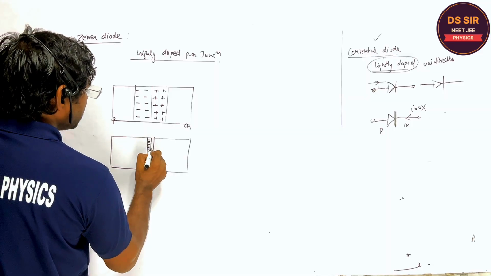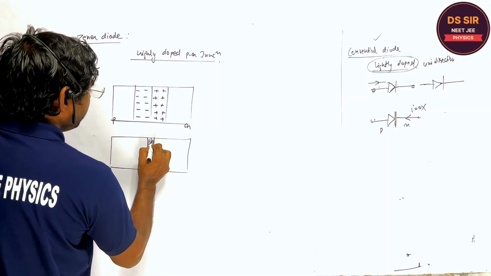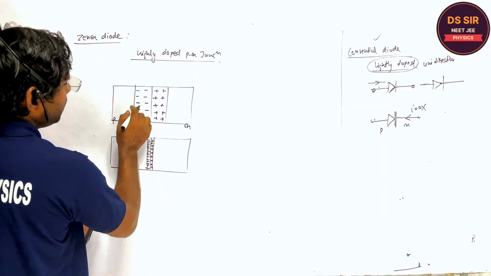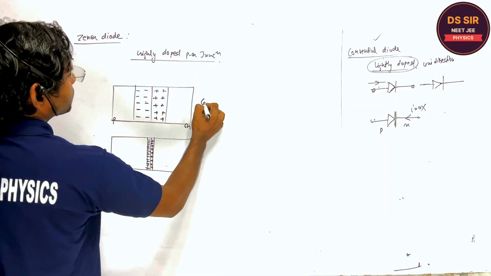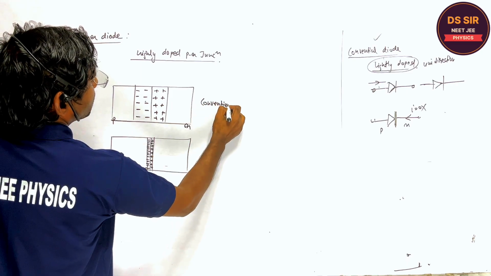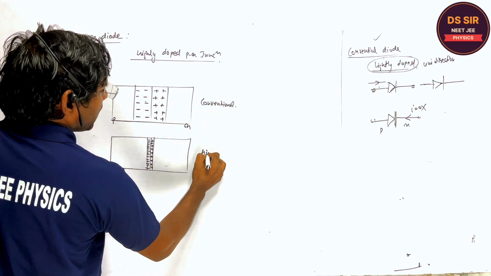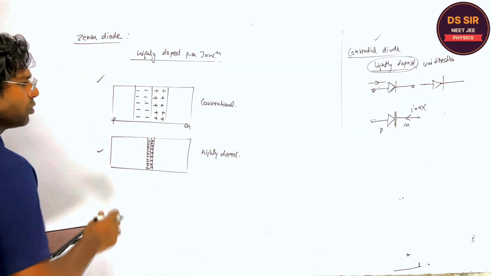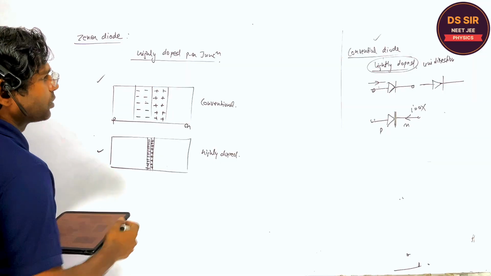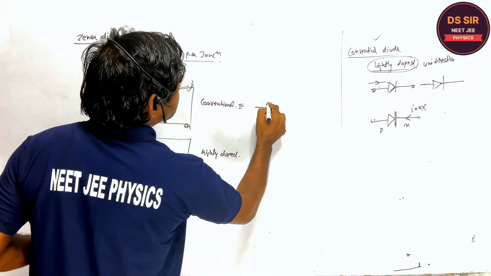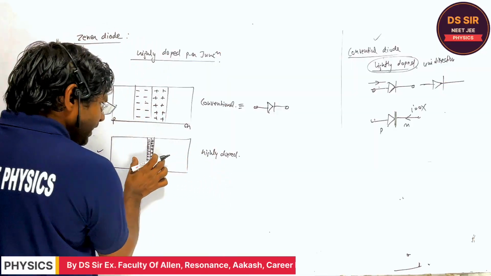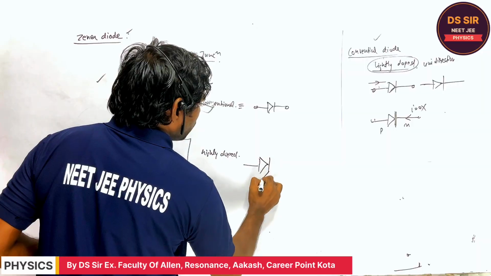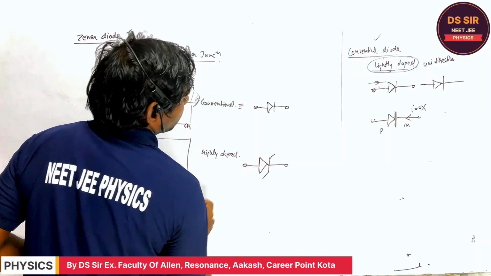The doping is high, meaning the negative ions and positive ions are more as compared to the conventional diode. This is conventional, right? And this is highly doped. What is the reason between this conventional diode and the highly doped diode? Although the symbol of this conventional diode is this, a highly doped PN junction is called the Zener diode, and the symbol of the Zener diode is like this, right? This is the symbol of the Zener diode.